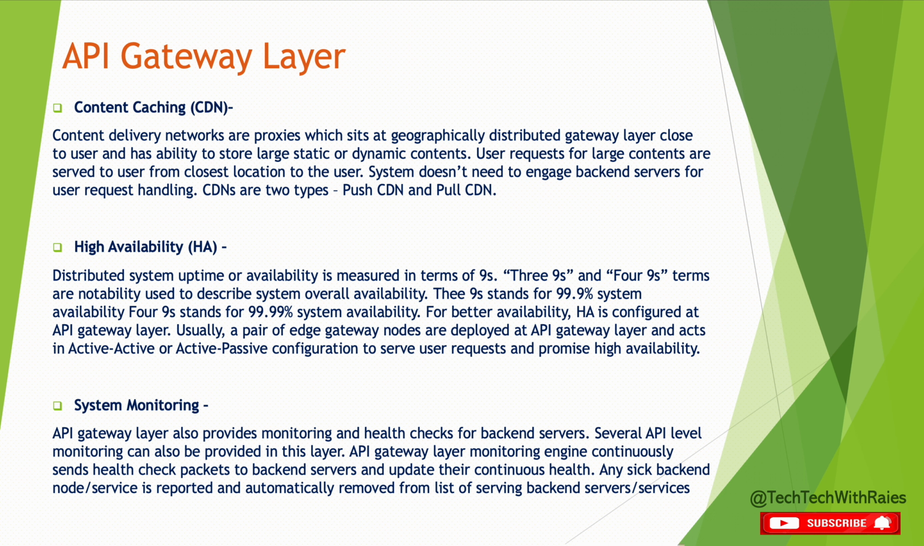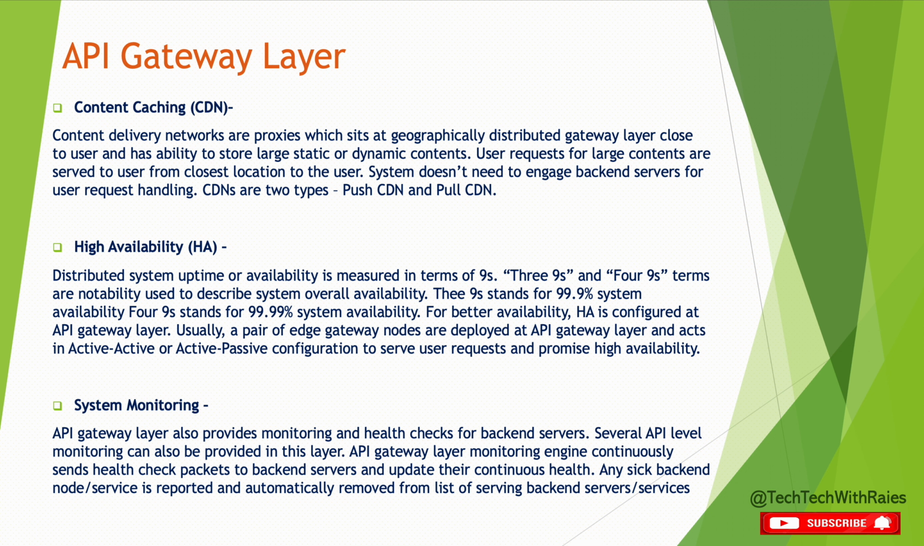Distributed system uptime or availability is measured in terms of nines. Terms like 3 nines or 4 nines are notably used to describe overall system availability. 3 nines stand for 99.9% of system availability. 4 nines stands for 99.99% system availability.